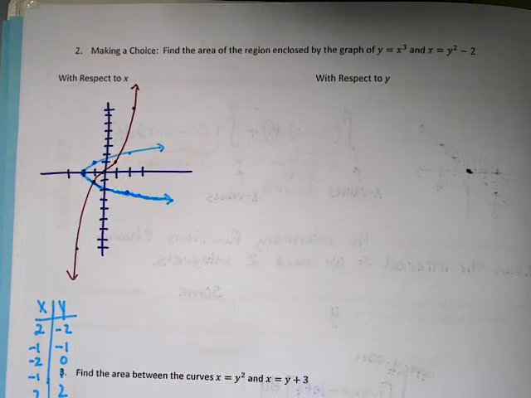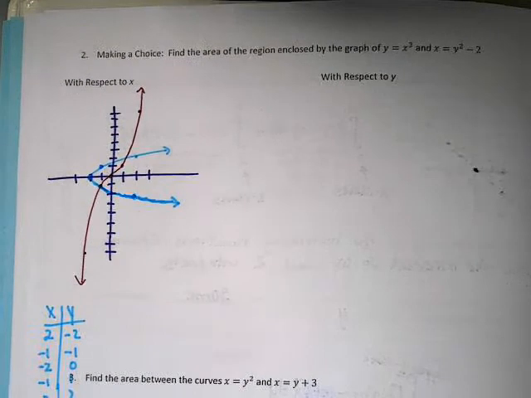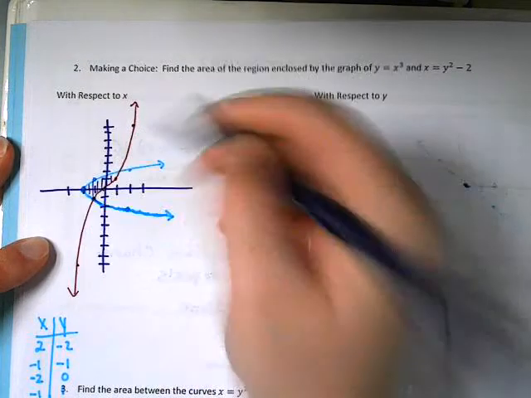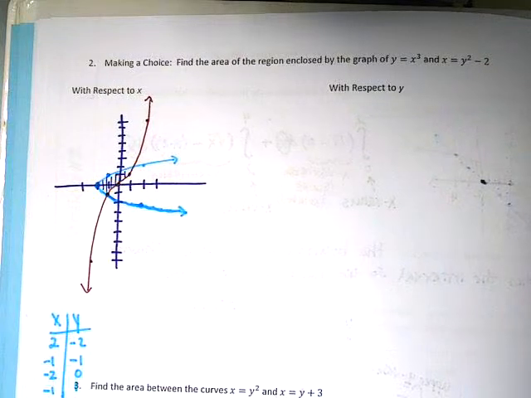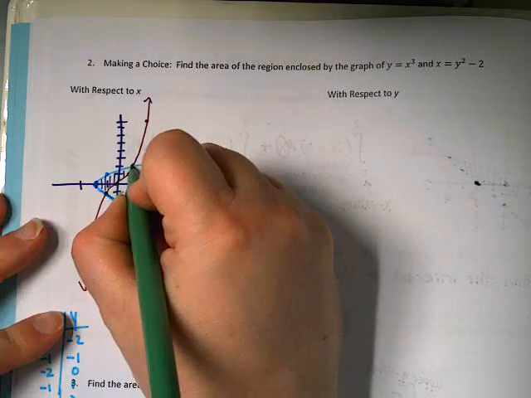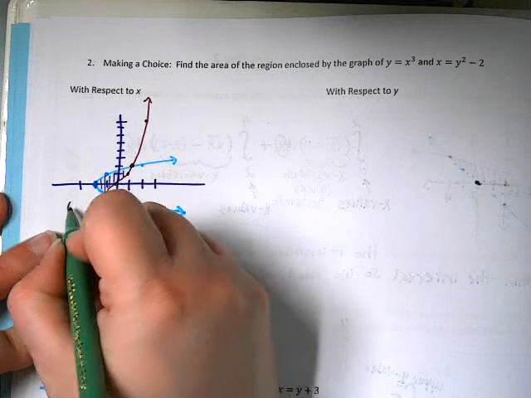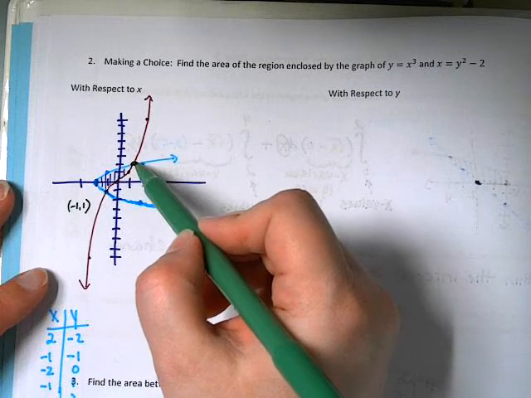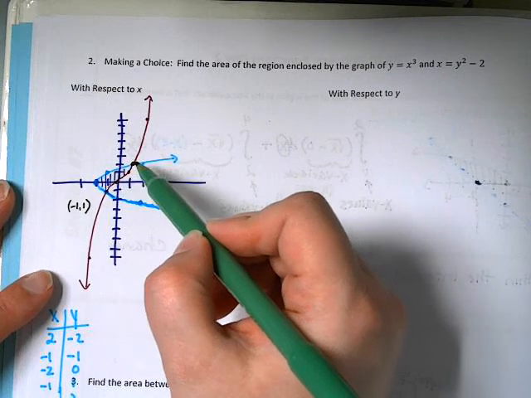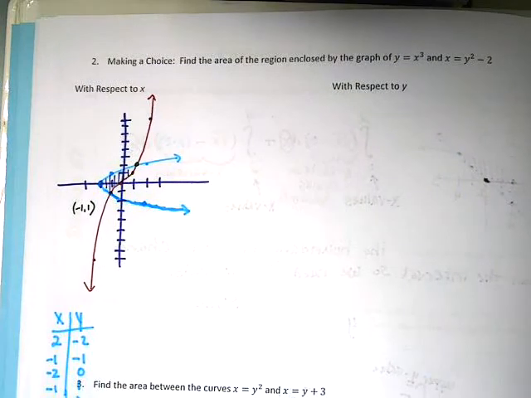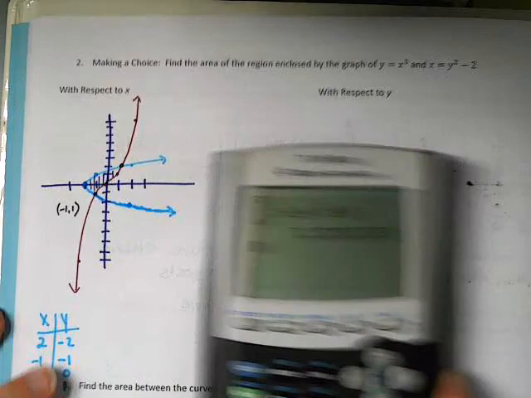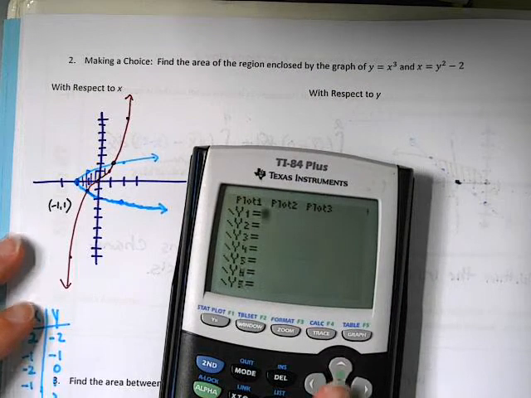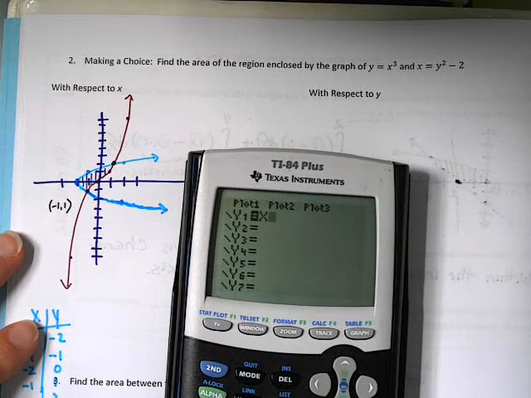If we are going to do this with respect to x, then the area we're looking for is right here. That means we need to figure out this intersection point. We know this one right here is (-1, 1), but we want to figure out what this point is. So let's grab our calculators and plug these in. x cubed is easy enough, so x to the third.